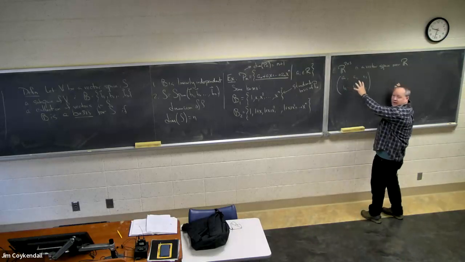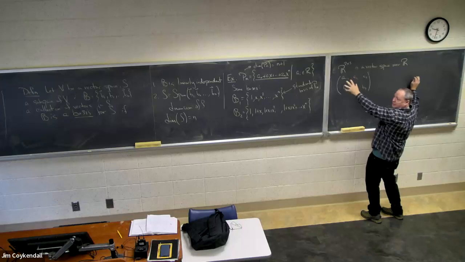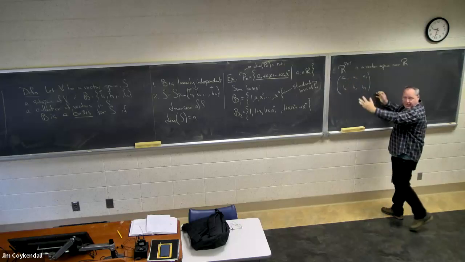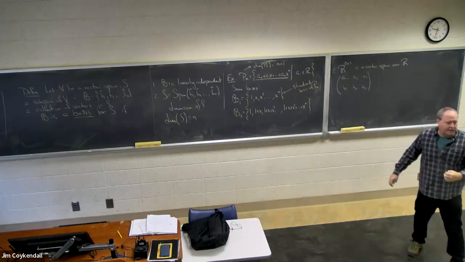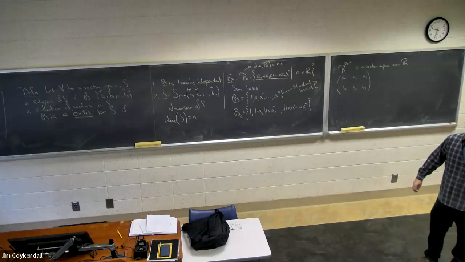Add two vectors, 2 by 3 matrices, and I get a 2 by 3 matrix. Multiply by a constant, and I get a 2 by 3 matrix. Anybody guess what a sagacious basis for this might be? What's a good basis?